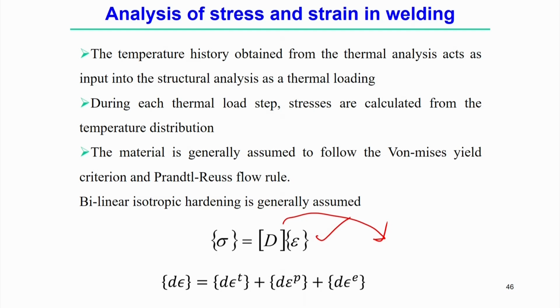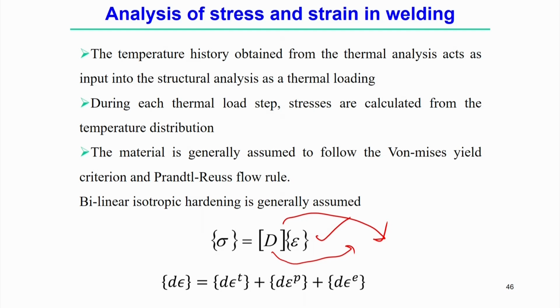When the material is elastoplastic in nature, the relation between the stress and strain is modified. Within the elastic limit, D is the elasticity matrix, or if it is in the plastic zone, then D is the elastoplastic matrix. So then we need to incorporate the plastic form and the material properties we need to incorporate. We will see how D can be represented in different ways, either in elastic analysis or plastic analysis.